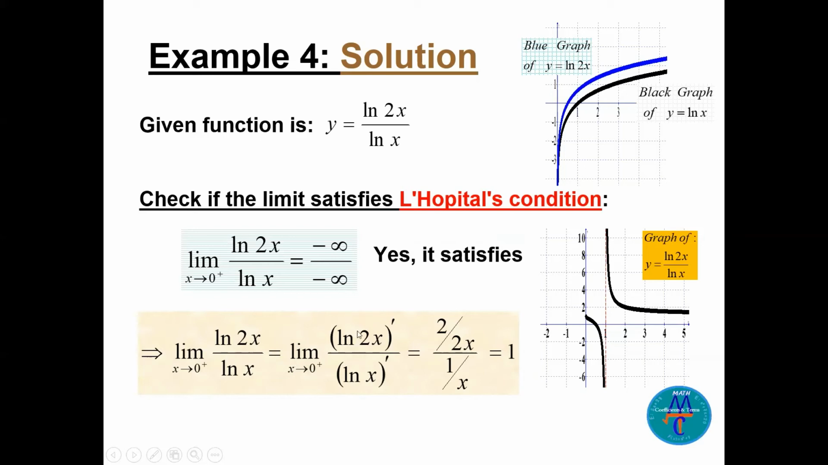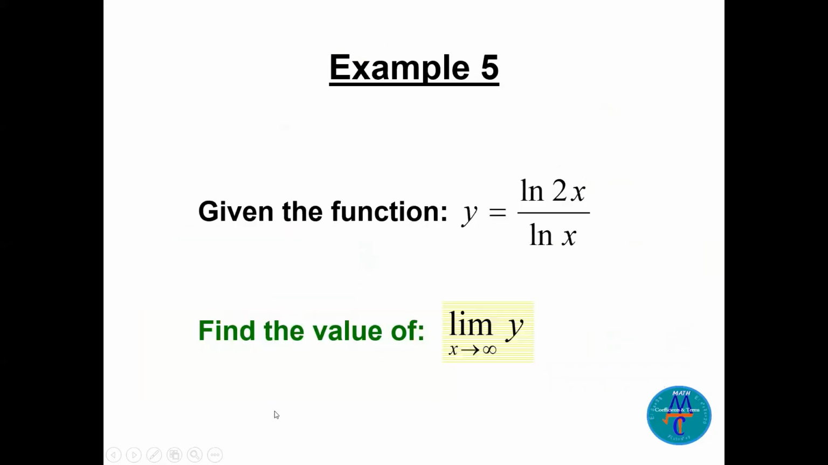So the limit will be the derivative of ln of 2x divided by the derivative of ln of x. Remember the rule, u prime over u. So the derivative of ln of 2x is 2 divided by 2x. And here the derivative of ln of x will be 1 over x, which gives 1. So the limit of the function given in this question is 1.